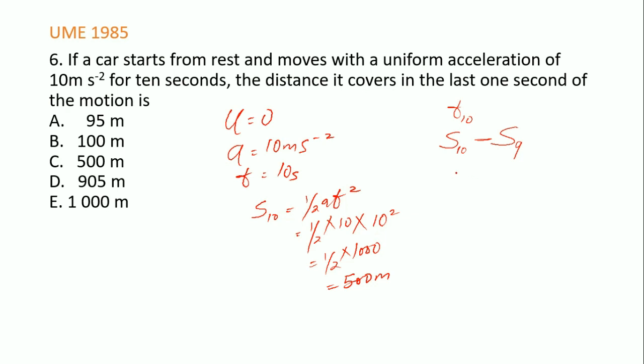Now the distance it covers for 9 seconds will be 1/2 a, that will be 10, then times t, that will be 9 squared. So we will be having 1/2 of this, that will be 5 times 81. And what is 5 times 81? 5 times 81 is 405. So we have 405 meters.